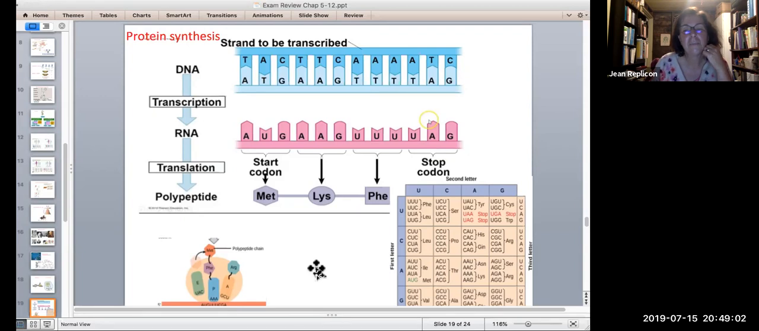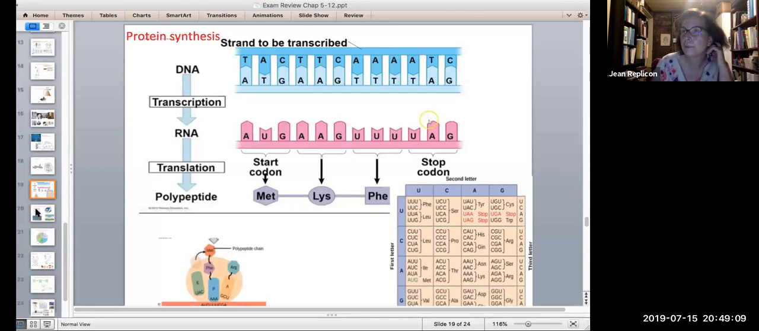Okay, so just be able to transcribe and translate. There's one that's assigned to you in the study guide, and then there's one in that problem too that you can practice with.